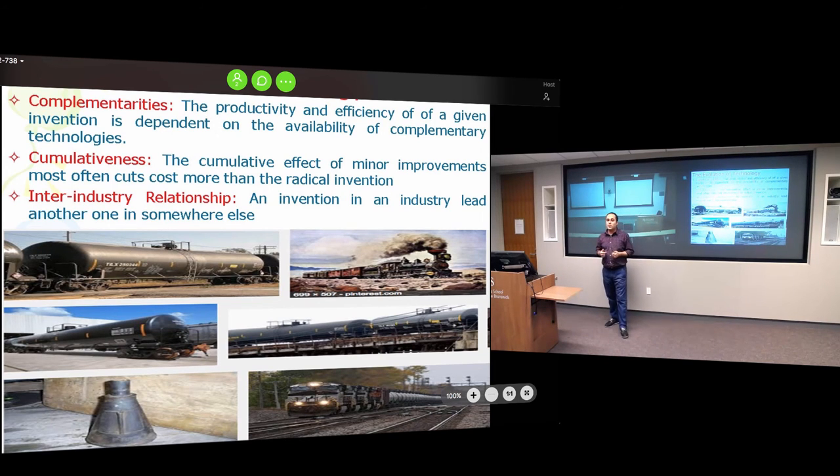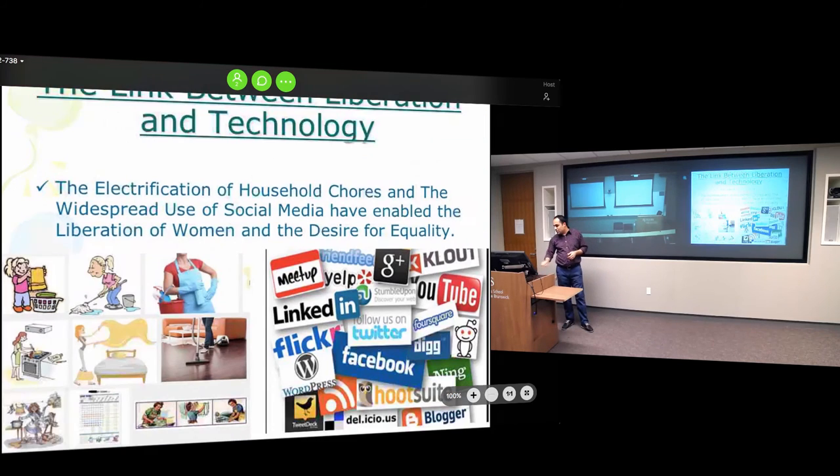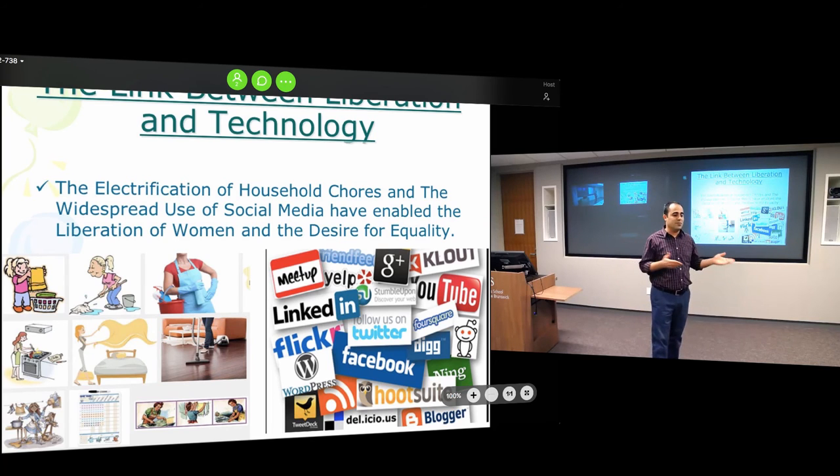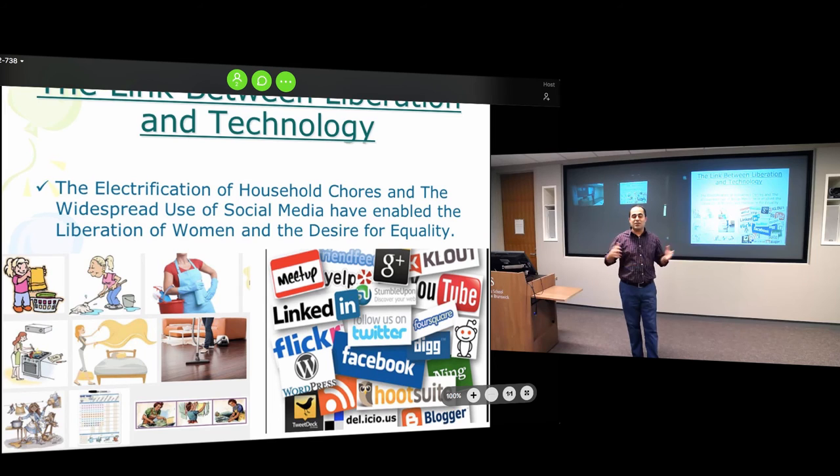So I will bring the discussion back to my initial point. That's how I define technology. If we explain the link between technology and liberation, we see that the electrification of household chores and the widespread use of social media have enabled the liberation of women and the desire for equality. So technology is not just a single device like an iPhone or a computer. Yes, definitely they are technology, but technology is broader than we usually think. It's an idea, it's tacit knowledge, it's a device, it's everything in our current life. So it liberates women, it changed the entire world. You can see the contemporary view of technology, how it changed our life, how it made everything easier, how it liberated women. I think all women should thank technology.